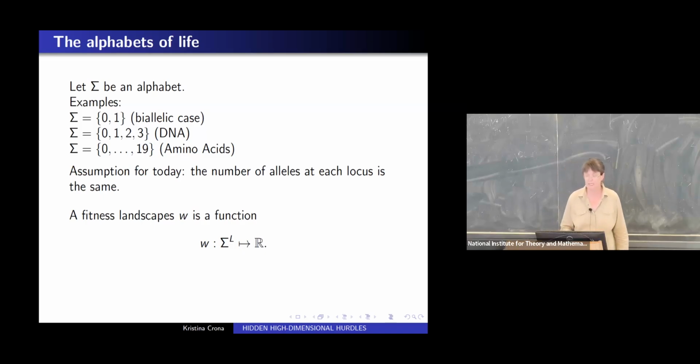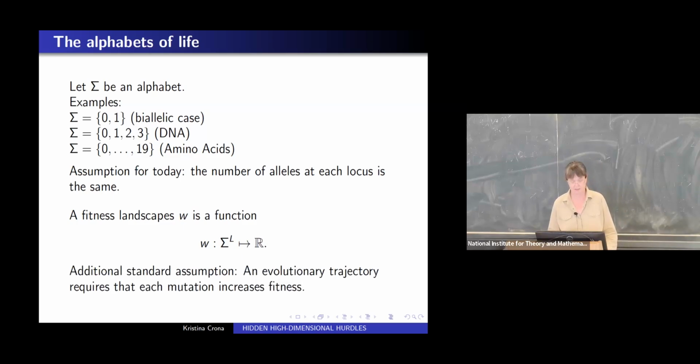So a fitness landscape is simply a function from the strings that could be genotypes to the real numbers. And standard is that we also assume that an evolutionary trajectory requires that each mutation increases fitness. That's the standard idea of a fitness landscape.